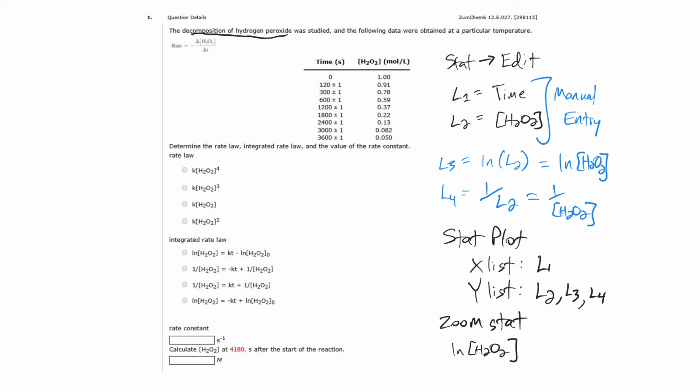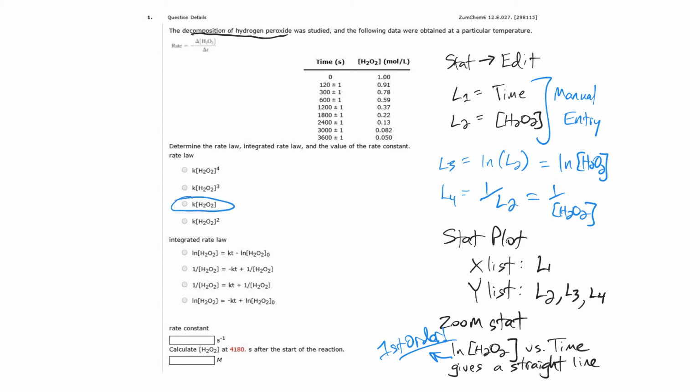In this case, when you hit zoom stat, you should get a beautifully straight line when you plot L1 against L3. So that means the natural log of H2O2 plotted against time gives us a straight line, and then that tells us that, hey, we've got a first order reaction. That's going to tell us everything that follows. We've got to get that determination right at the beginning. So if we know it's first order, then answering the first couple of questions is pretty straightforward.